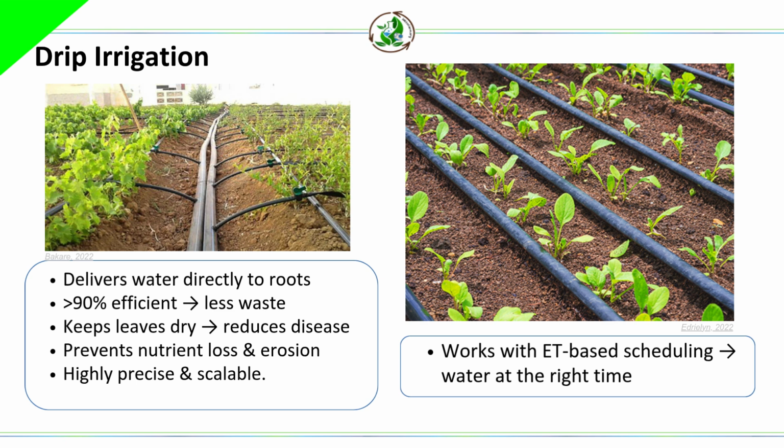It's a highly precise and scalable system, so it can work on small gardens or large commercial farms. Drip irrigation can also be combined with ET-based scheduling, which means watering happens at the right time based on evapotranspiration, ensuring plants get exactly what they need without wasting water.